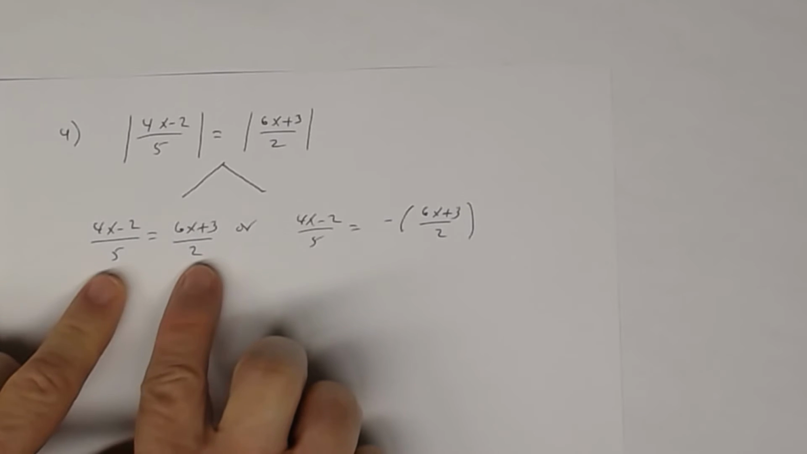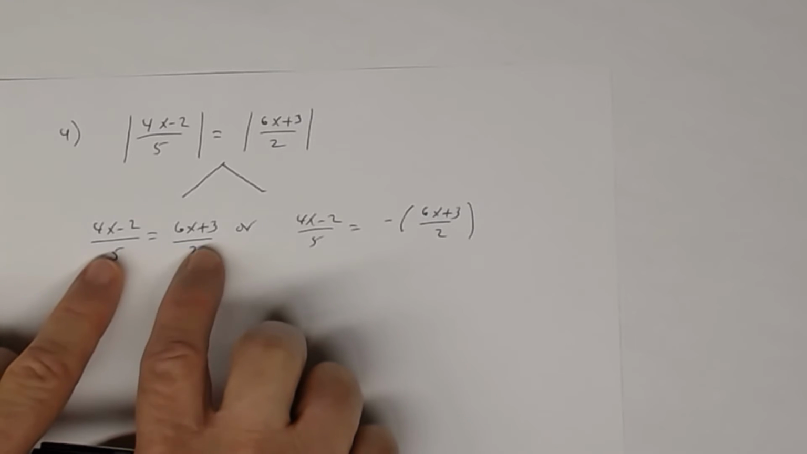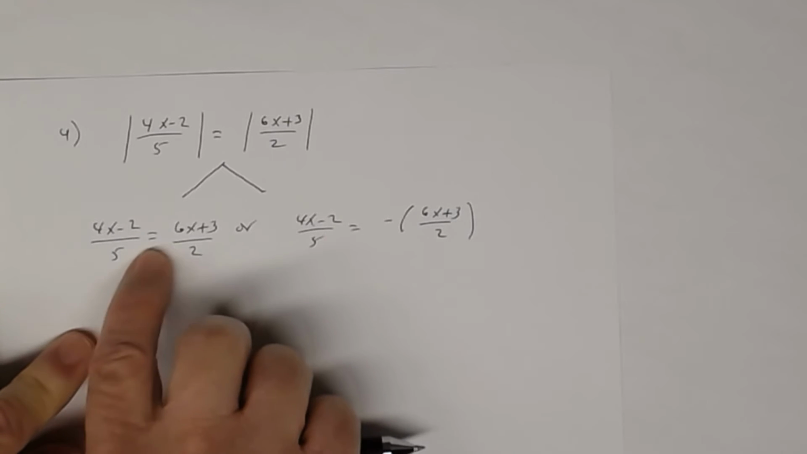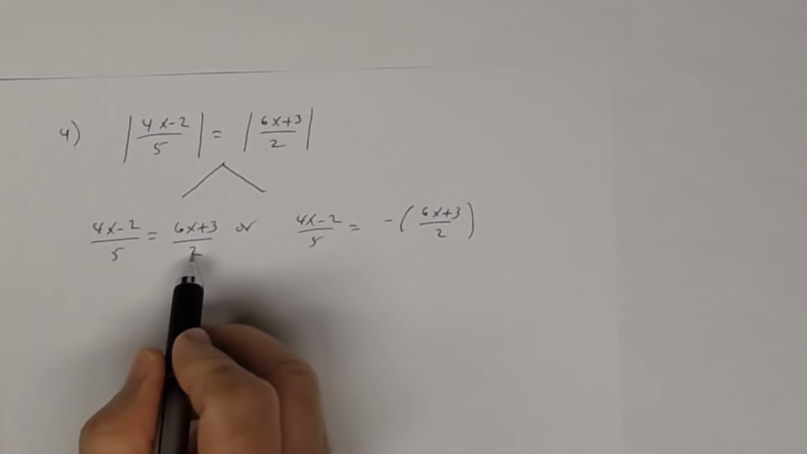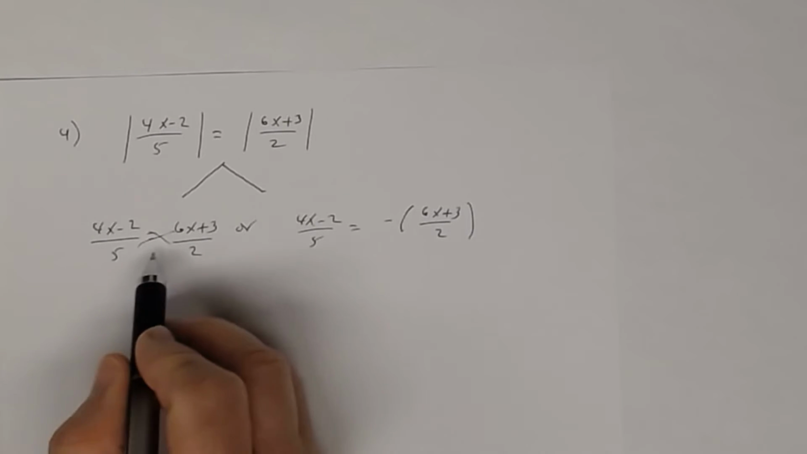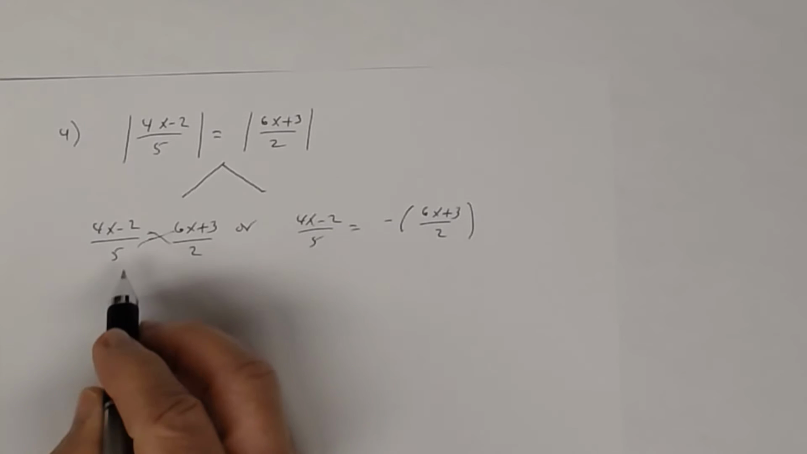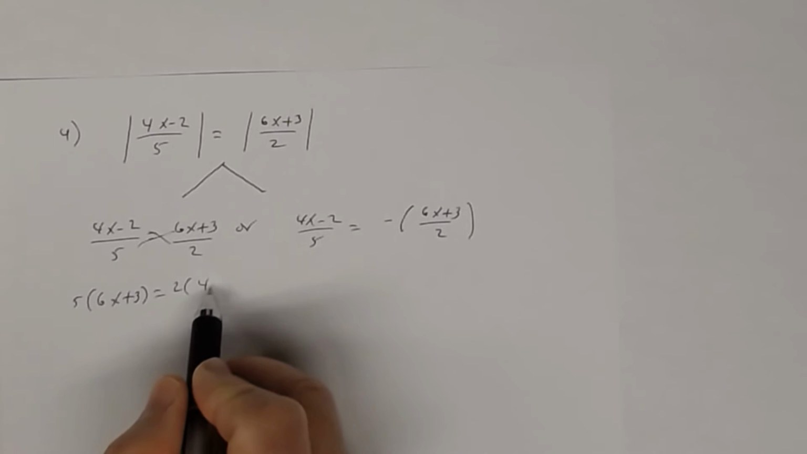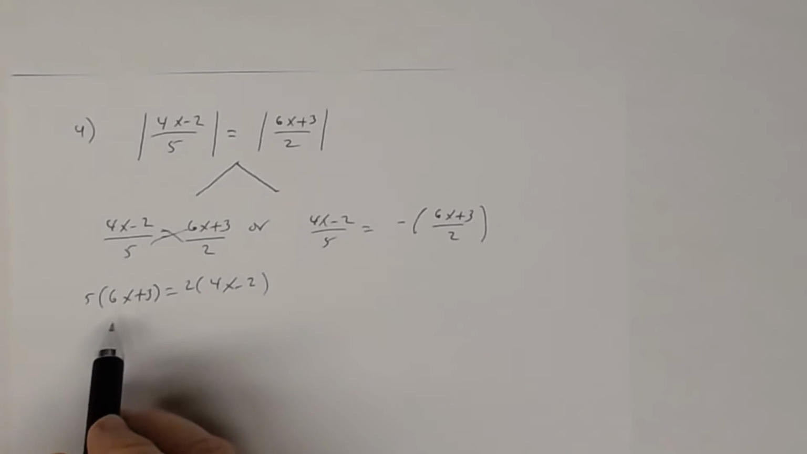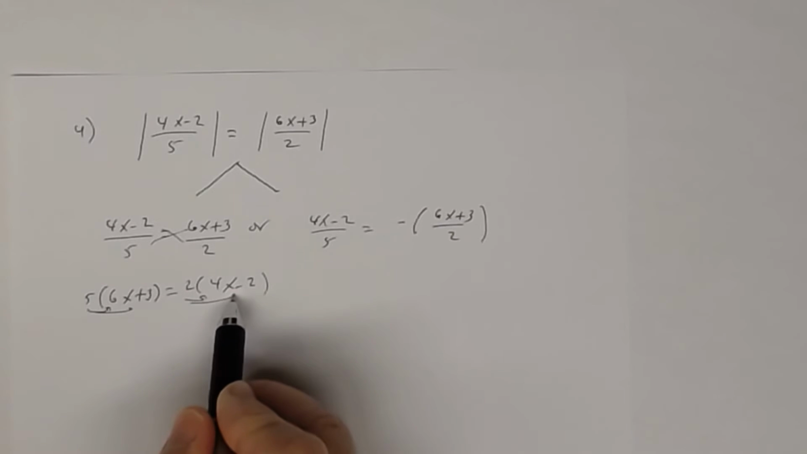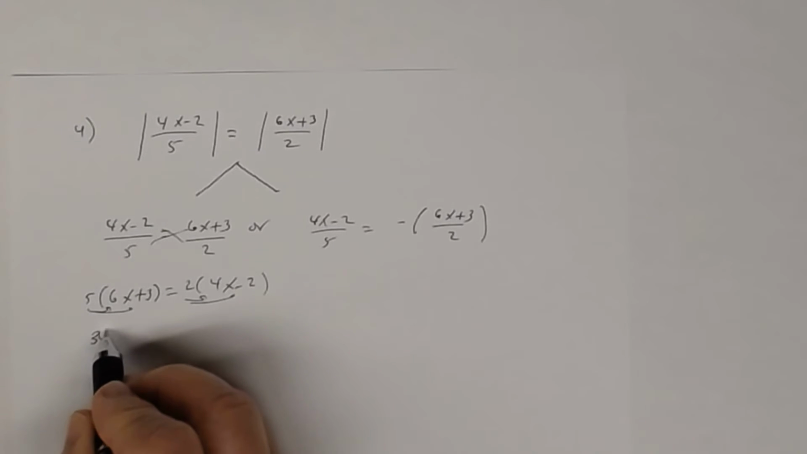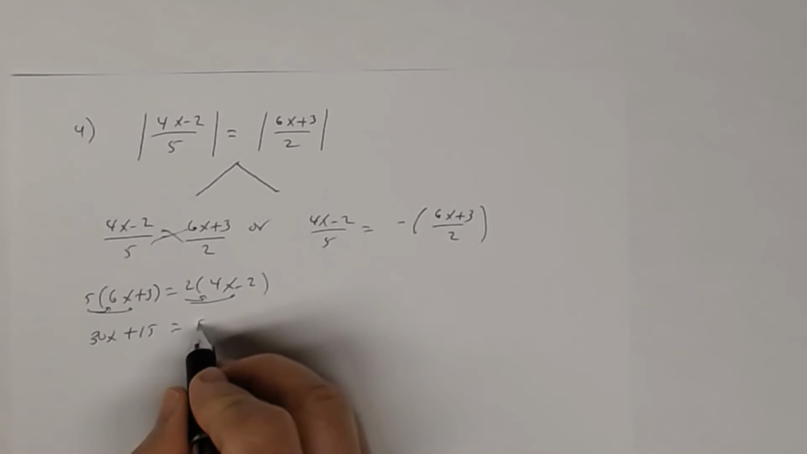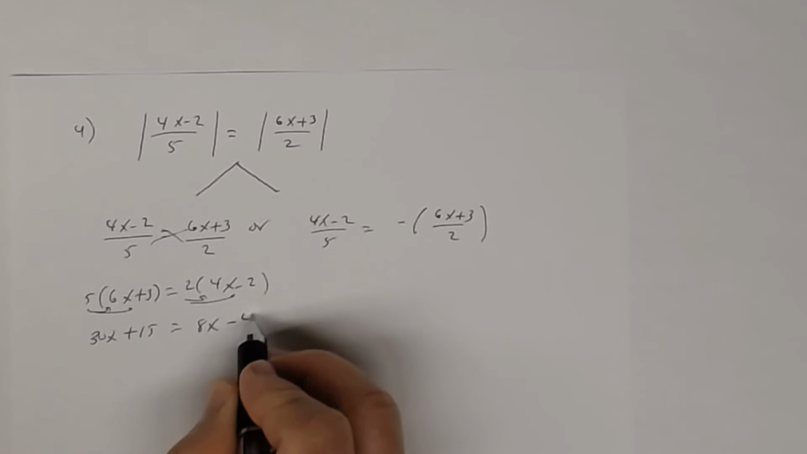Okay, so let's go ahead and solve the first one. So notice that the first one, you have a proportion. You have a ratio equal to a ratio. So the easiest way to do that is just to cross multiply. So let's go ahead and do that. So it'll be 5 times 6x plus 3 is equal to 2 times 4x minus 2. And then distributing, using the distributive property, I get 5 times 6x is 30x, 5 times 3 is 15, equal, and then 2 times 4x is 8x, and then 2 times -2 is a -4.